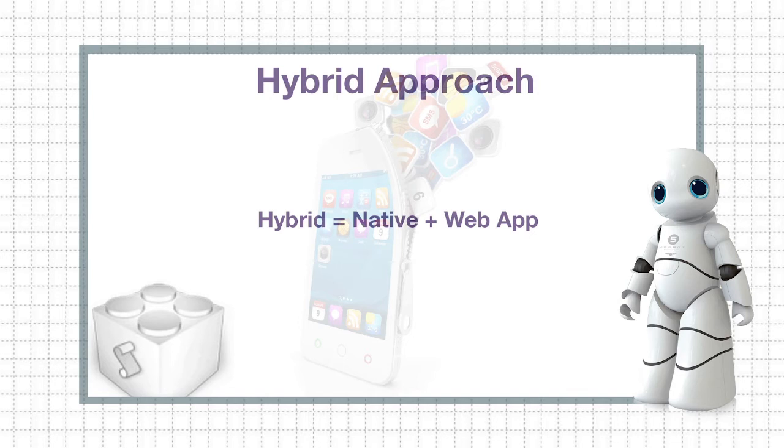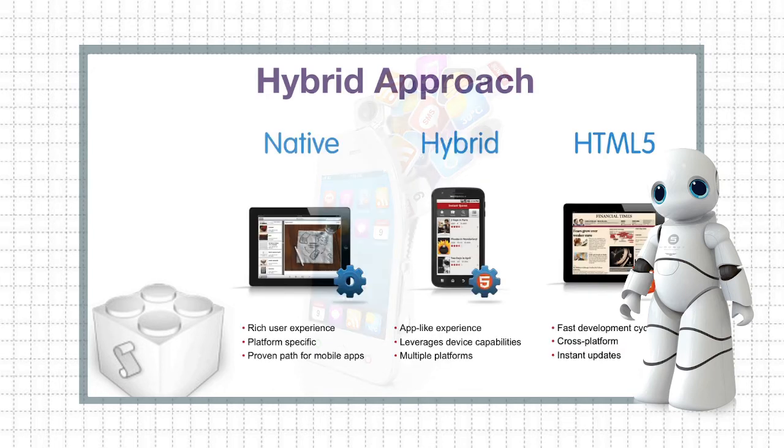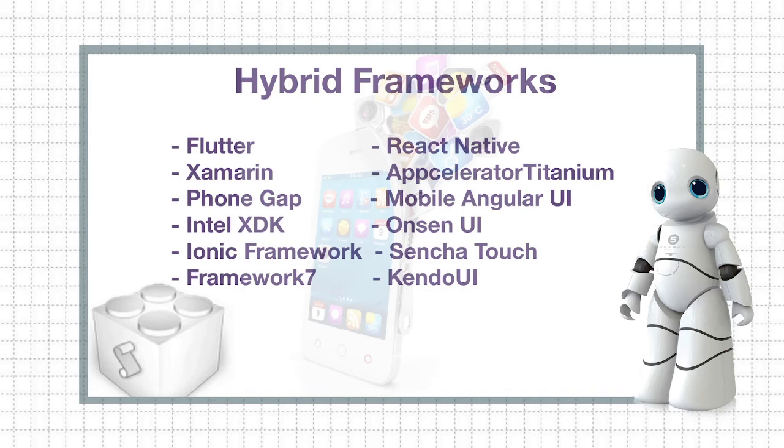The hybrid approach. The main difference between hybrid and native apps is this: hybrid apps are developed across platforms while native apps are developed for specific operating systems. With hybrid frameworks, we've got Flutter, Xamarin, PhoneGap, Intel XDK, Ionic Framework, Framework 7, React Native, Appcelerator Titanium, Mobile Angular UI, Onsen UI, Sencha Touch, and Kendo UI.